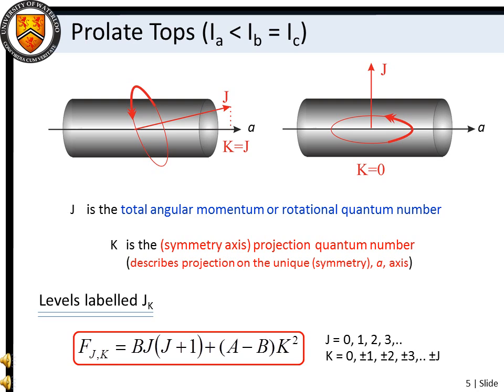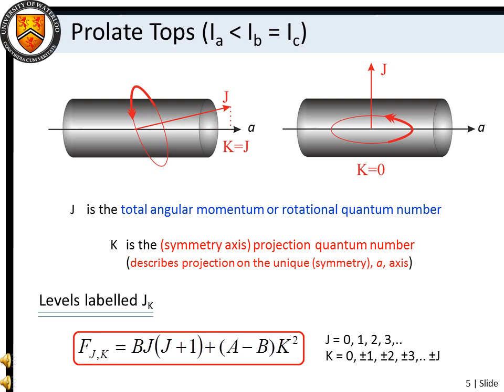Owing to the reduced overall symmetry of symmetric top species, two quantum numbers are needed to specify how a molecule is rotating. The total angular momentum quantum number, J, defines the overall rotation of the molecule, while the symmetry axis projection quantum number, K, defines the rotation about the symmetry axis. For prolate tops, K describes rotation about the A axis. If all the rotational motion of a prolate top is about the A axis, then K equals J. If none of the rotational motion of a prolate top is about the A axis, then K equals 0.